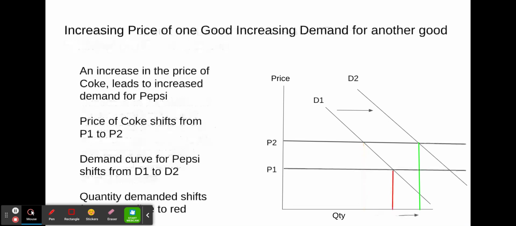In this example, the price of Coke and Pepsi start off the same, shown by the line P1. The price of Coke rises to P2, and the demand for Pepsi shifts from D1 to D2. The quantity of Pepsi shifts from the red line to the green line.